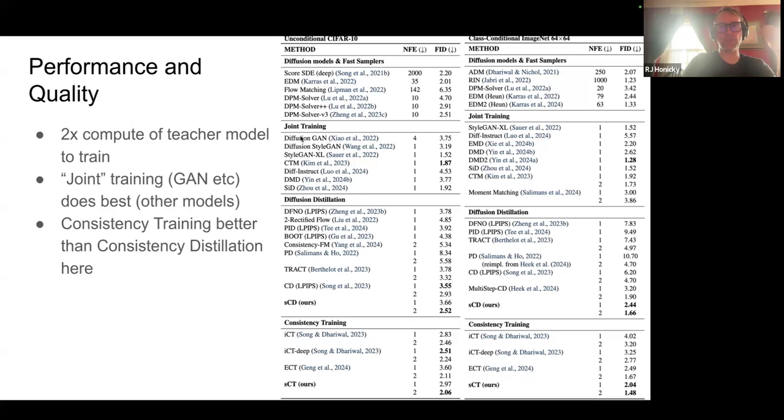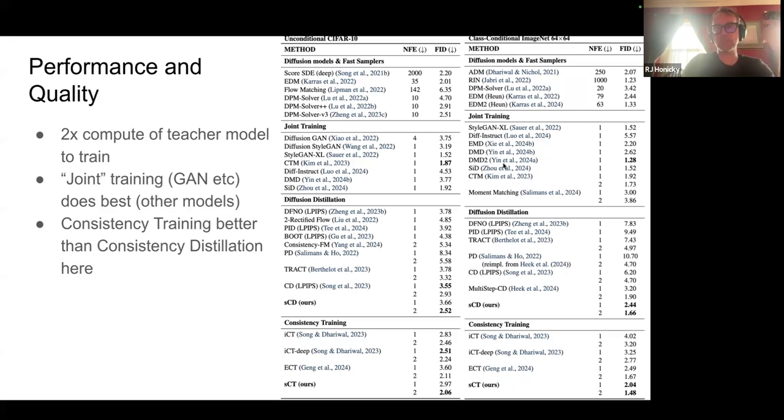Another thing to note, these joint training sections are basically GANs. You'll see some of the more common GANs here, and I don't know exactly the difference between these guys, but this CTM was the overall winner for this CIFAR data benchmark. And then for conditional class ImageNet 64 by 64, it's a different one, but it's also in this joint training.